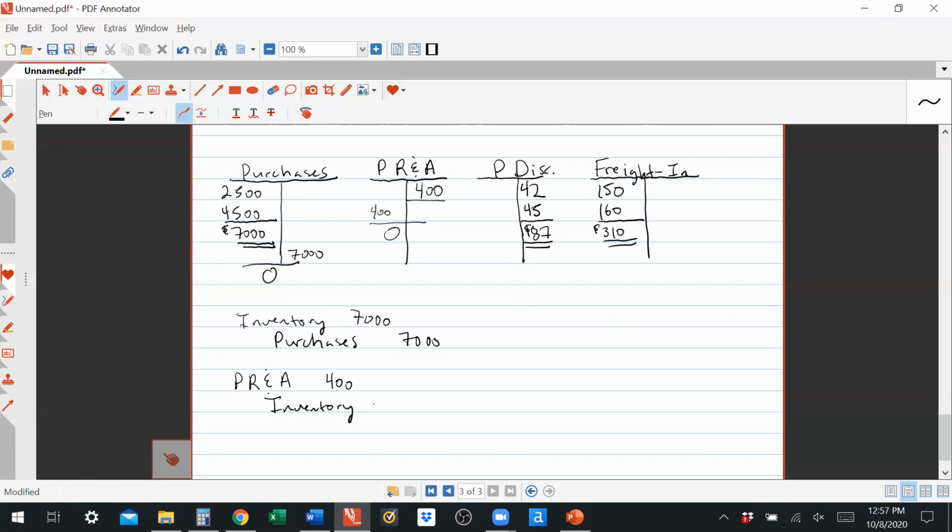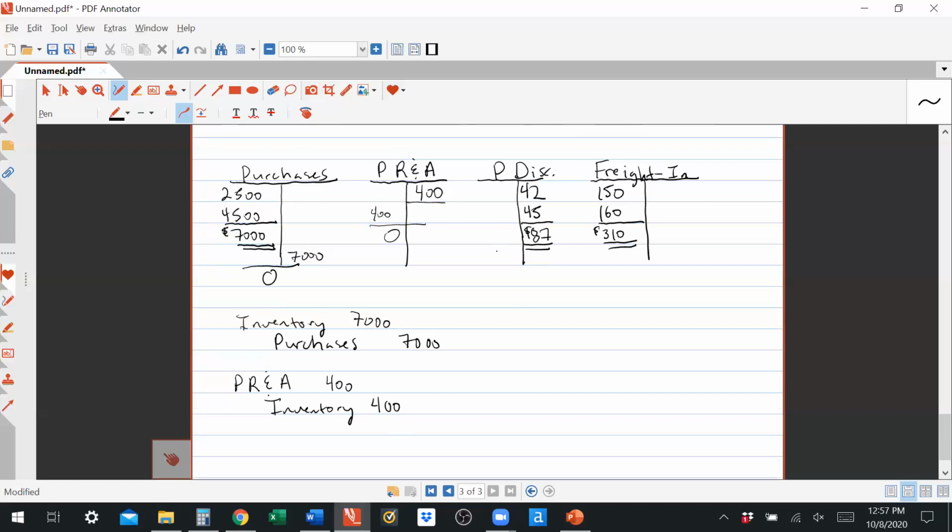See, the book doesn't talk about these last entries. It doesn't even mention them. It just assumes that you would guess what they are. But I won't do that. I'll just go ahead and give them to you. And then for purchase discounts, it has a credit balance of 87. So we got to debit it for 87, credit inventory.